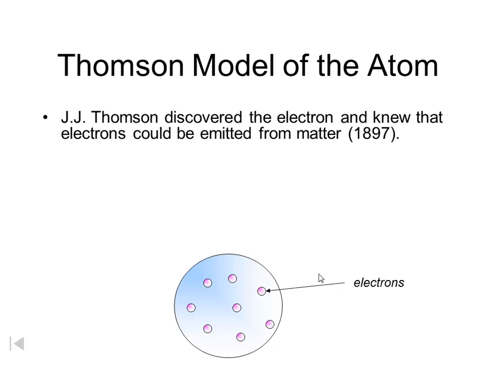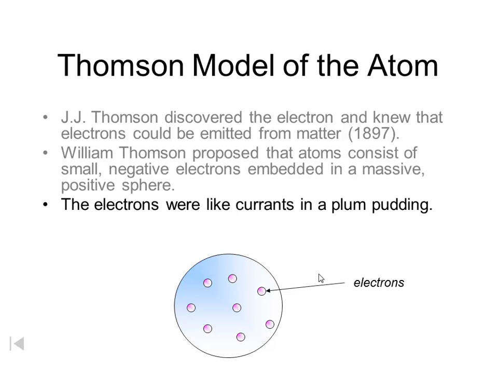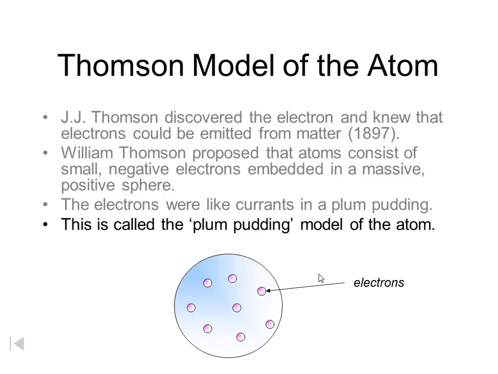Okay? So, let's see. He thought the electrons were like currants in plum pudding. A currant is like a little raisin. So that's the plum pudding model.